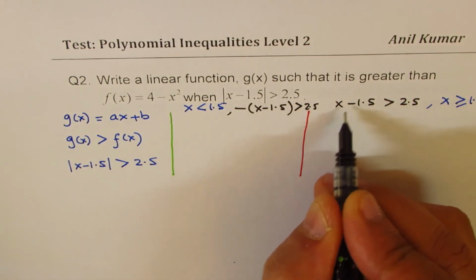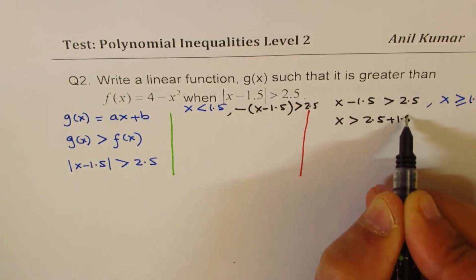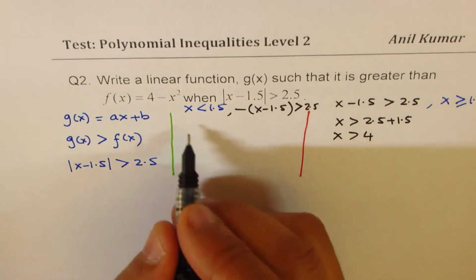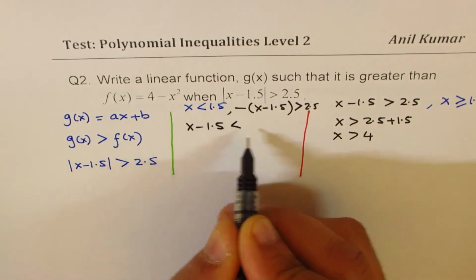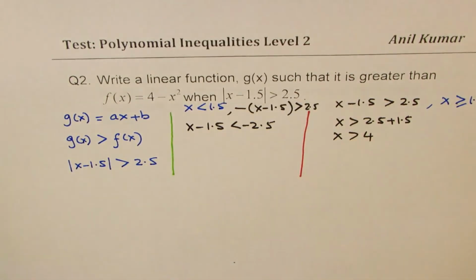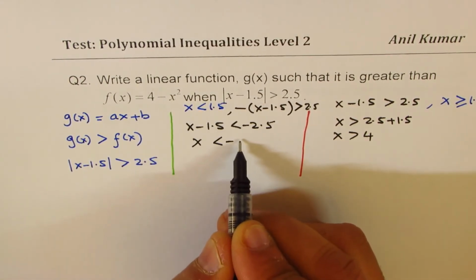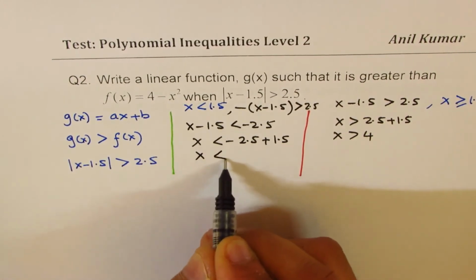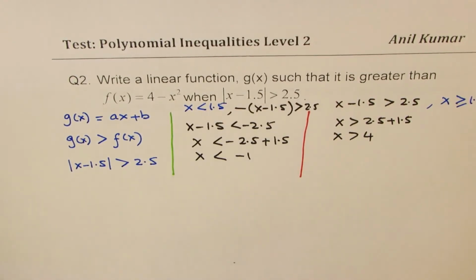So here you get x is greater than 2.5 plus 1.5. That means x is greater than 4. In this case, that minus makes the inequality flip. So we have x minus 1.5 as less than minus 2.5, correct? When you multiply by minus, you have to change the signs. So that means x is less than minus 2.5 plus 1.5, and if you do this, what do you get? You get minus 1, correct?